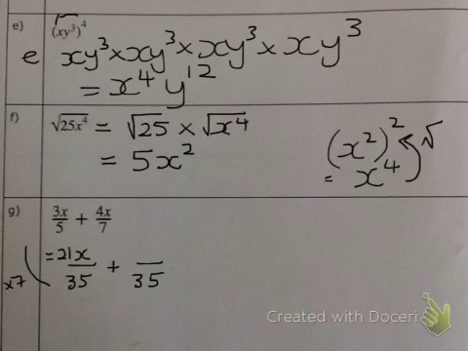To go from 7 to 35, I had to times by 5. 7 5s are 35. Have to do the same to the top. 4x times 5 is 20x. Okay, now that they've got the same denominator, I can actually add these both up. So 21x plus 20x equals 21, and 20 is 41x's over 35.